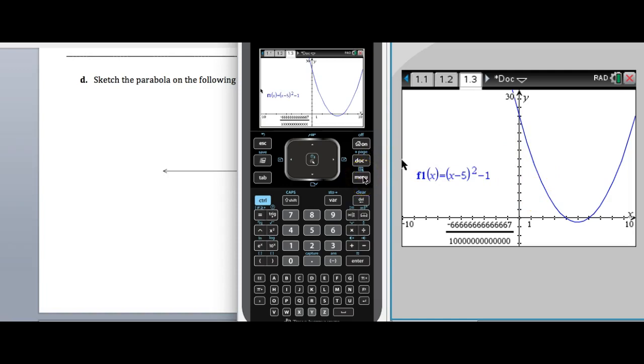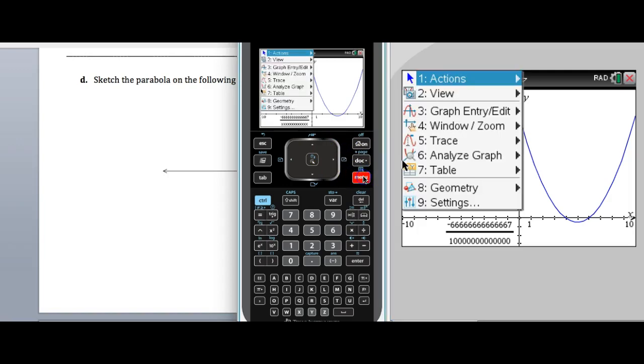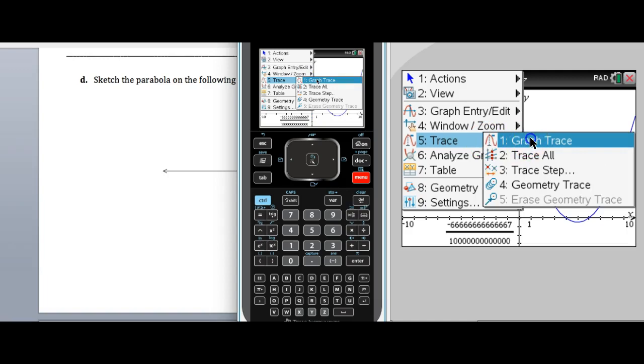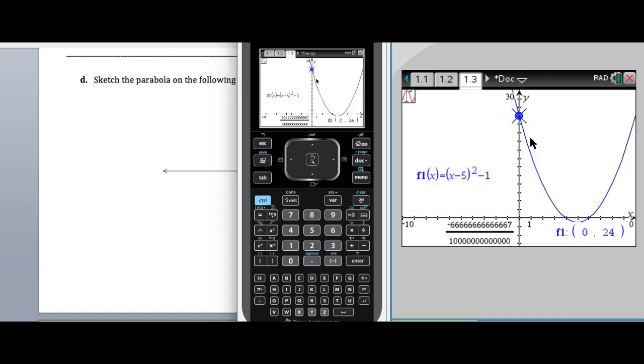I know already from doing the previous question that my x-intercepts were 4 and 6. I know that my turning point was at, I can't remember, 5, -1. So you just need your y-intercept. If we go to trace, graph trace, remember your y-intercept is when x equals 0. So we've got 0 here, or you can just type it in. I'm pointing at my screen, you can't see me pointing. Here, x equals 0, y is 24.